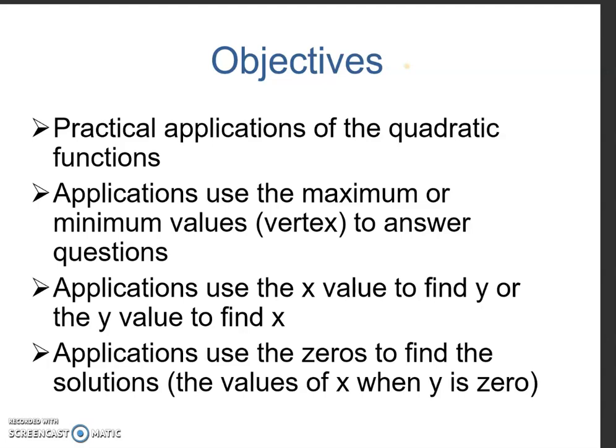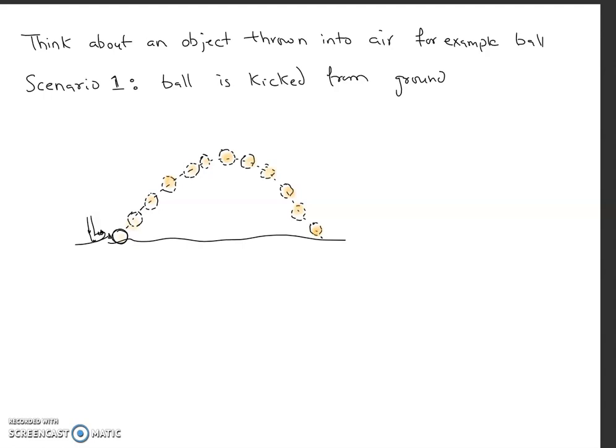Before going through an actual example and setting it up, let's look at a scenario and see how these applications fit into the parabola shape, or the quadratic function. We call them projectiles, but they're basically an object thrown into the air. It could be any object, but I'm going to use the example of a ball being thrown. There are two scenarios that usually come up. One is, let's say the ball is launched from the ground, or kicked from the ground.